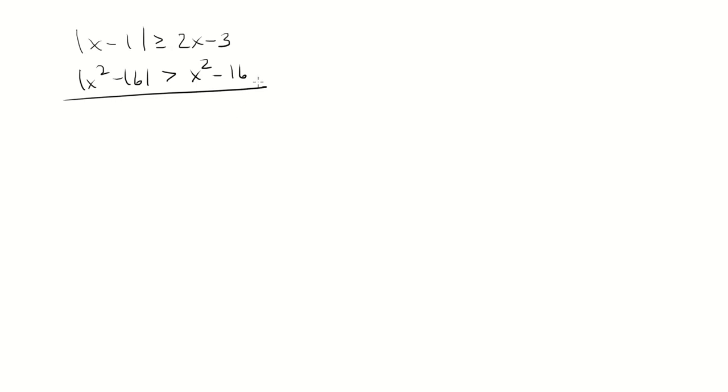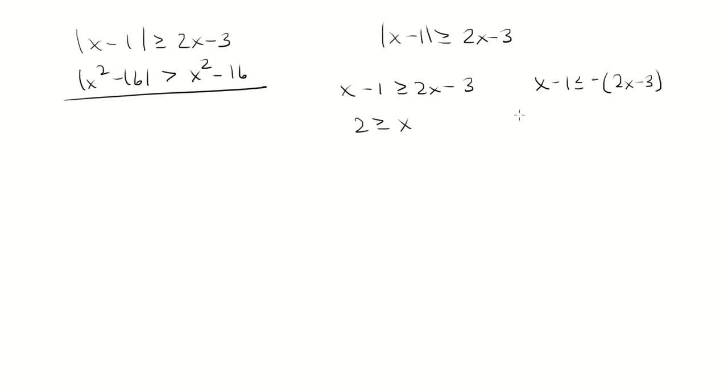So the first step is to solve the first inequality. Because it's an absolute value, there are two cases. One case is when we remove the absolute value and leave it alone. In the other case, we switch the inequality and put a negative on the right side. For the one on the left, we add 3 and subtract x to get 2 is greater than or equal to x.